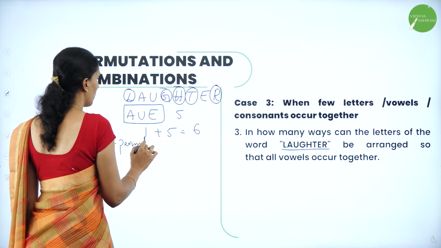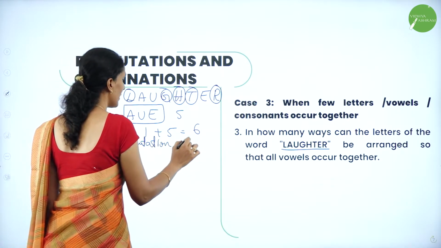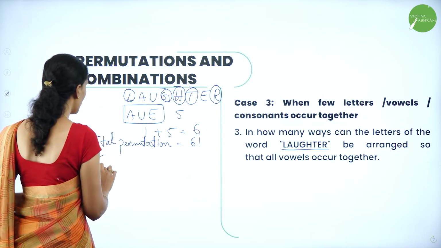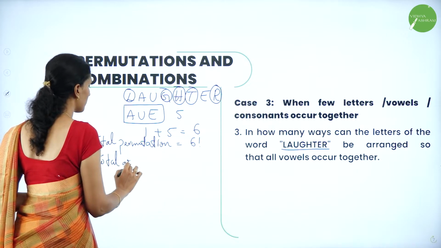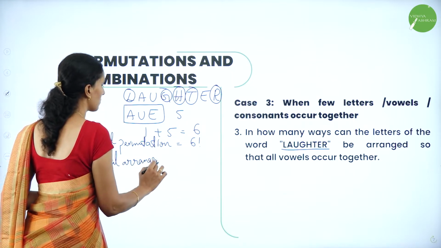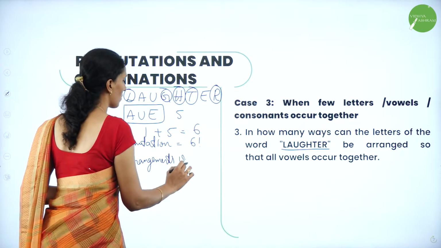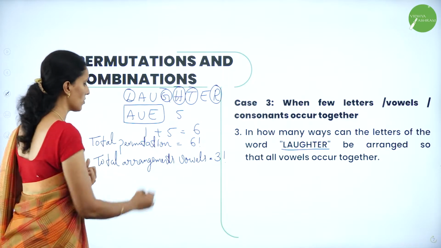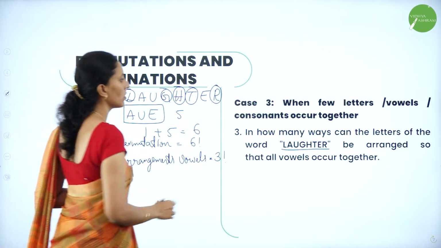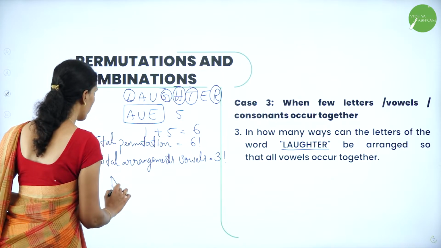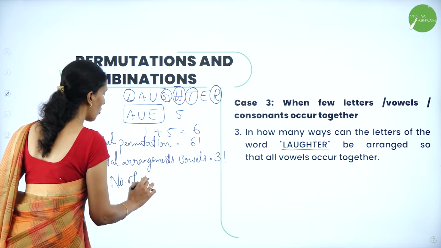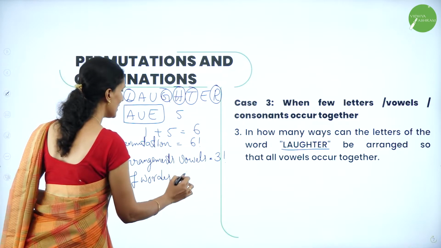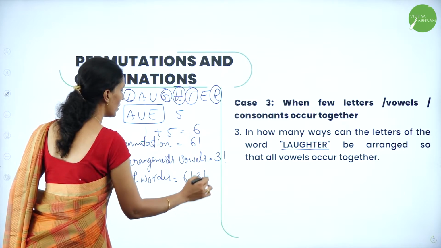permutations. Total permutation for this one is 6 factorial. What about the vowels? Arrangement of vowels. Vowels can be interchanged. So therefore 3 factorial. So what is my total number of permutations, or how many words? Total number of words when all the vowels occur together will be 6 factorial into 3 factorial.